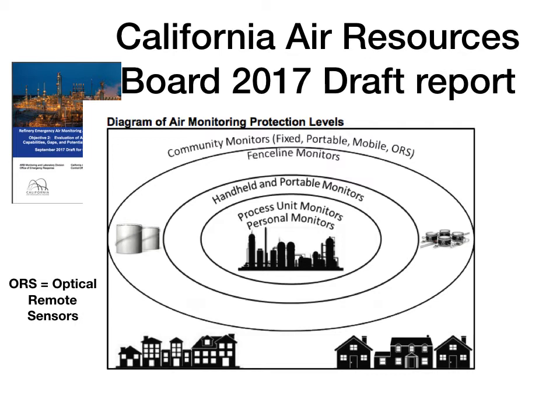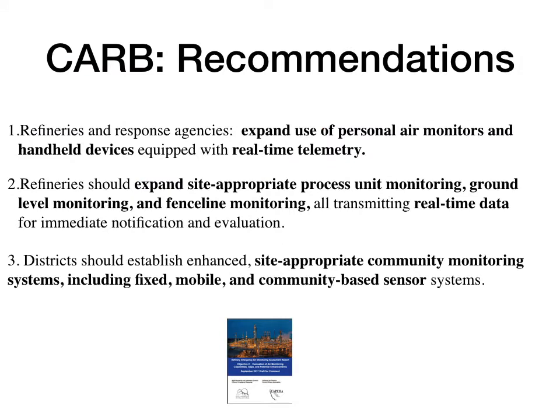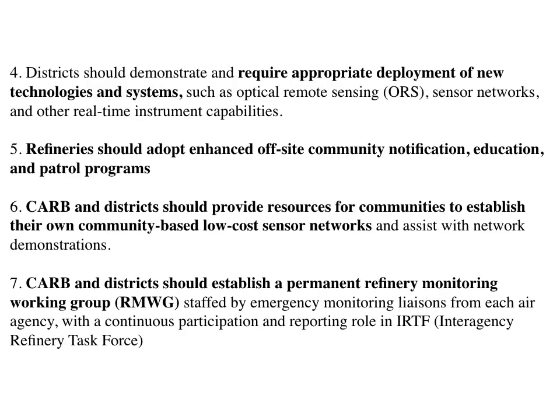Community monitors and monitoring stations consist of fixed, portable, mobile, and optical remote sensors. The California Air Resources Board recommends real-time telemetry, real-time data, enhanced community monitoring, deployment of new technologies and systems, enhanced off-site community notification, education, and patrol programs. CARB and districts should provide resources for communities to establish their own community-based low-cost sensor networks. CARB and districts should establish a permanent refinery monitoring working group.